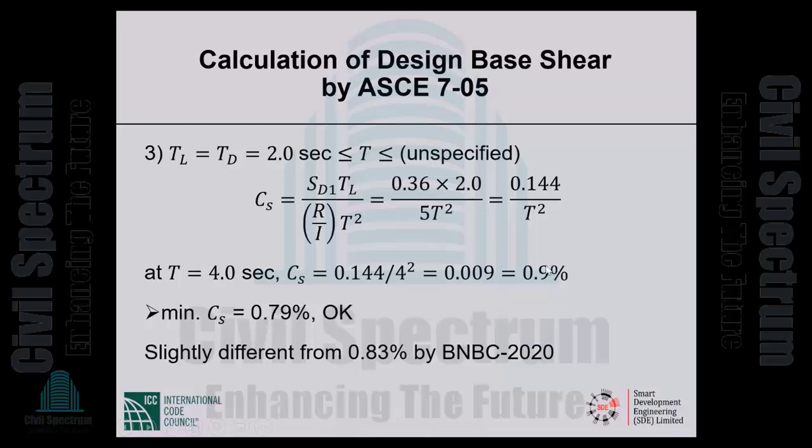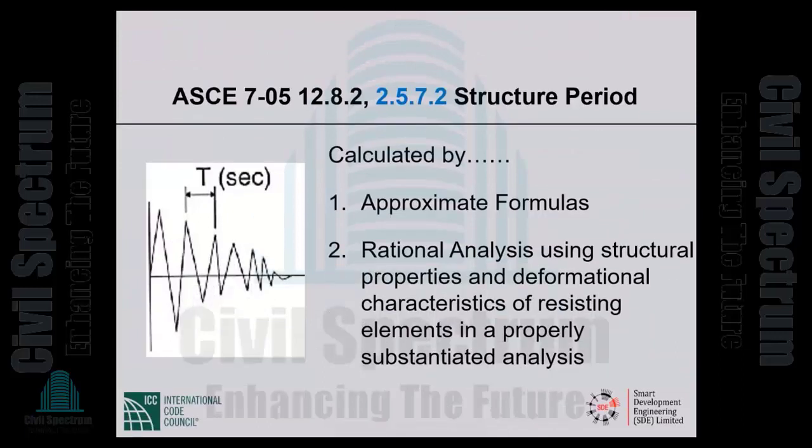And somehow this is the only place where there was a little bit of a difference between AC 705 and BNBC. By BNBC, we got 0.83%. This is 0.9%. I have not quite figured out where it is creeping in from. They are not identical, but they are very, very close. So the two approaches look different, but they are not different.